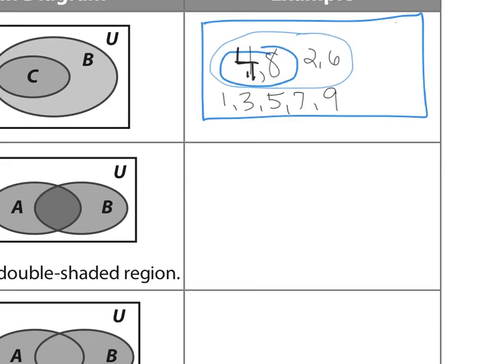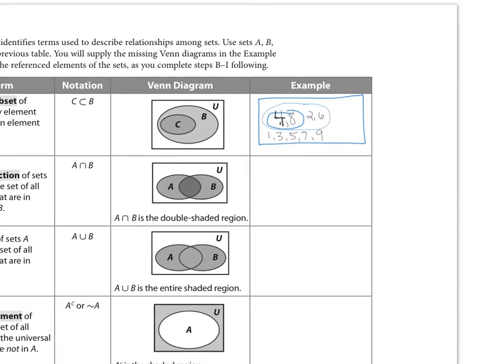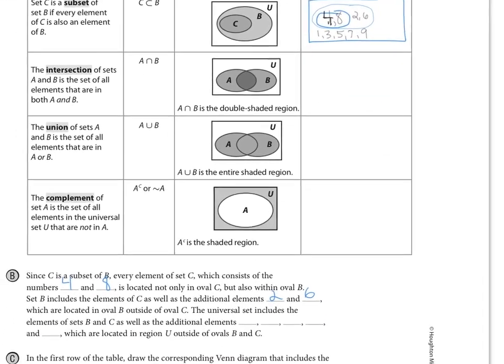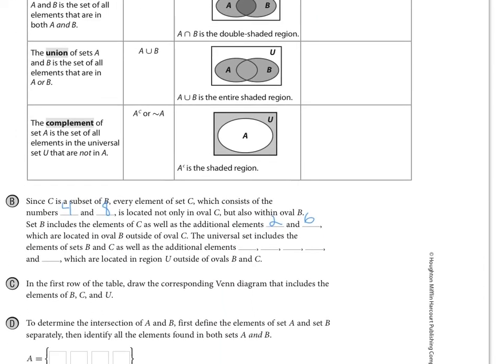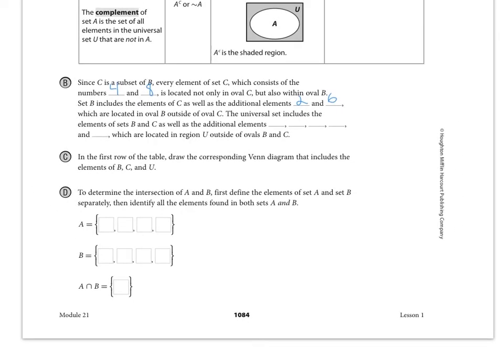So let's go down to part C. And actually, we just did part C because part C asks us to put that Venn diagram into the table. Part D, now we're going to talk about intersection, and you may want to highlight here. We talked about subset in B, we're talking about intersection in D. So if I want to find the intersection of A and B, remember we need to talk about what overlaps between those two sets.